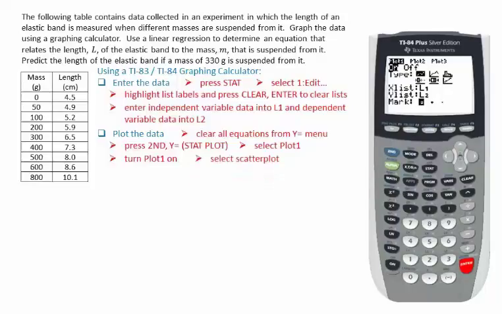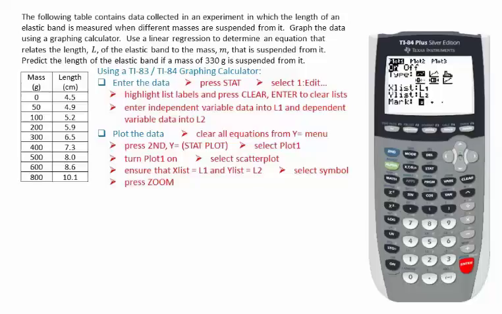We want to select Scatter Plot. In this case, Scatter Plot is already selected. We also want to ensure that XList is equal to L1 and the YList is equal to L2. Again, that's the case already. We then have to select the symbol that we want to use for points. In this case, I will use the symbol already selected. We then want to view the points.